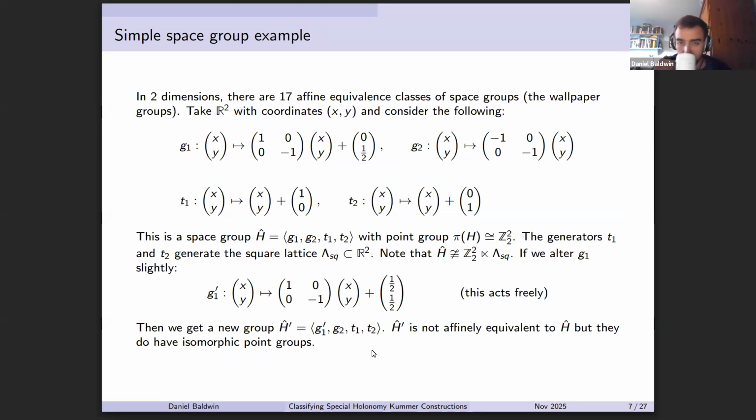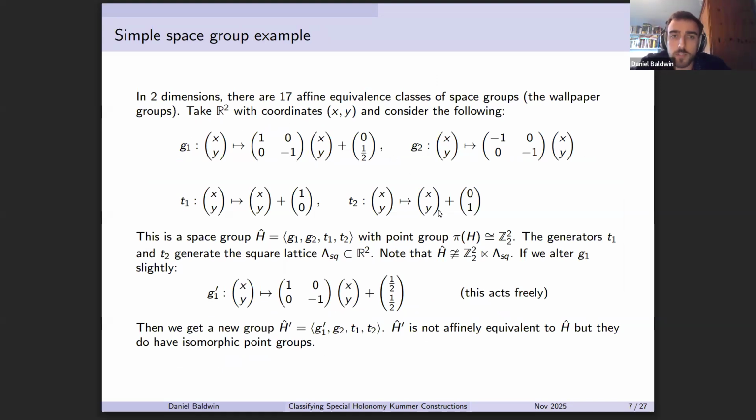So by way of example, we can look at 2 dimensions. In 2 dimensions, there are 17 affine equivalence classes of space groups, and these are known as the wallpaper groups, and they've been known for a very long time. So we can look at an example here.